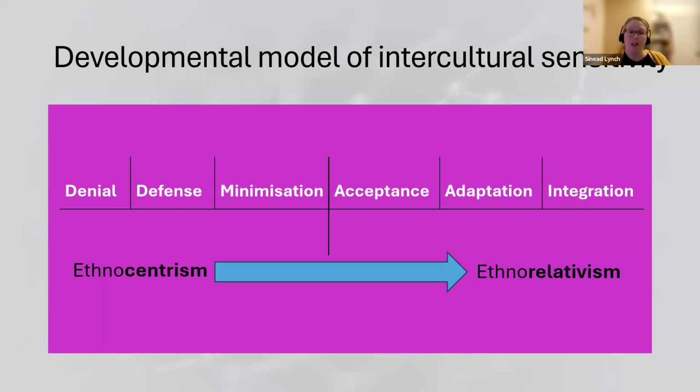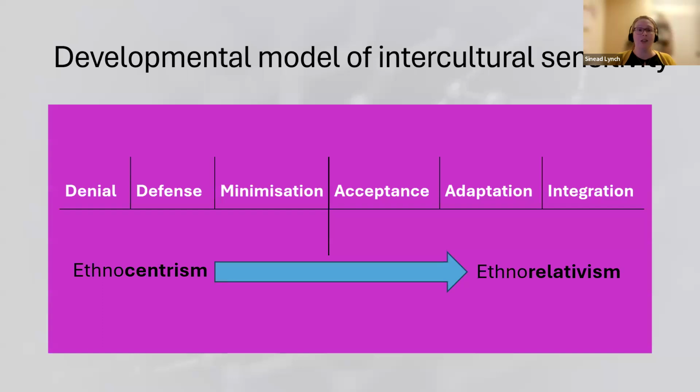So first of all is denial. This is right in ethnocentrism, the very, very furthest on that spectrum. And that's where the person might be able to recognize cultural differences, but they choose to ignore them or avoid them, or maybe they are unable to recognize them and they don't want to find out more, and they just refuse to understand that there are any differences at all.